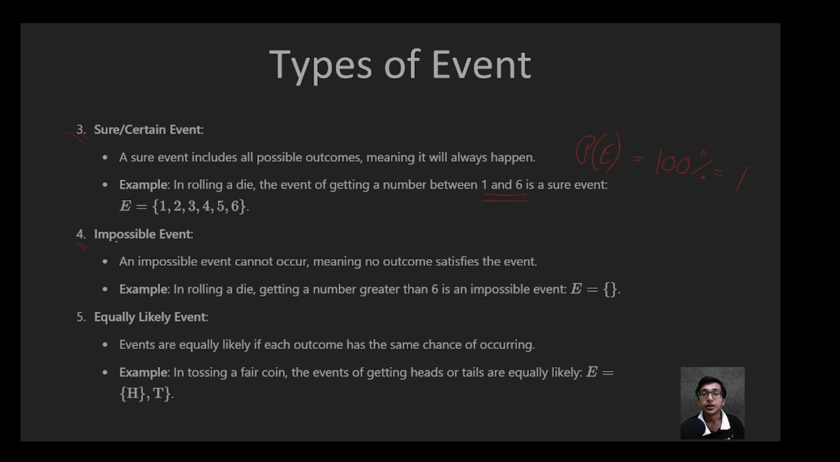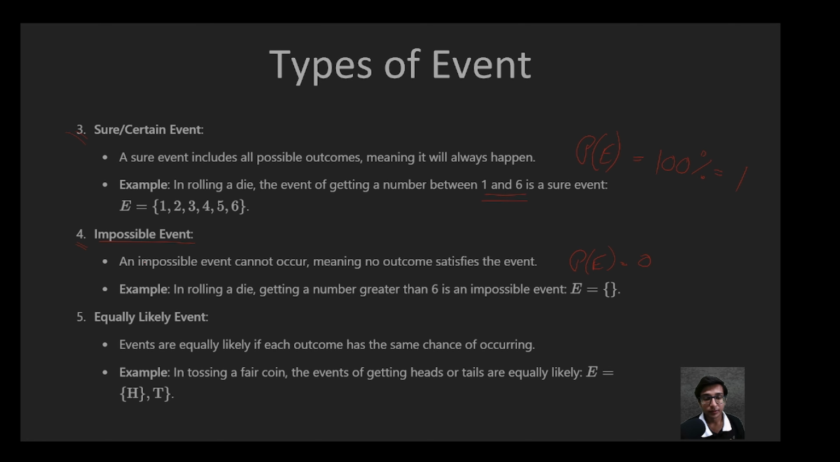So, of course, this becomes my sure event. Impossible event: when it cannot occur at all. My probability of such events becomes 0. For example, if I roll a die, what is the probability that I can get 10? Of course, it is 0, because that can never happen. So that type of event is known as an impossible event.